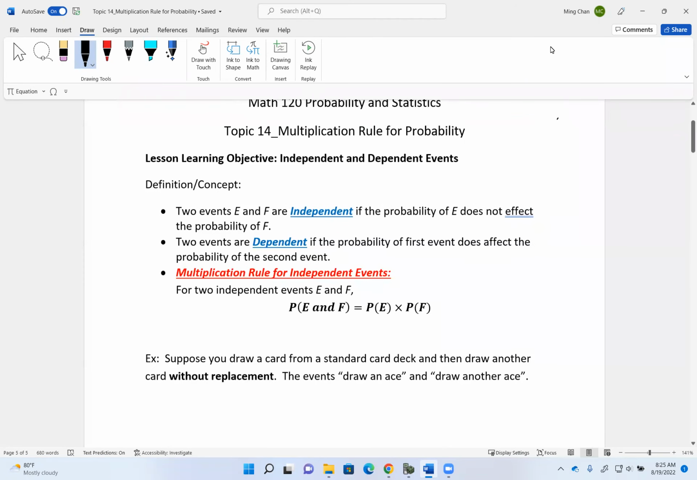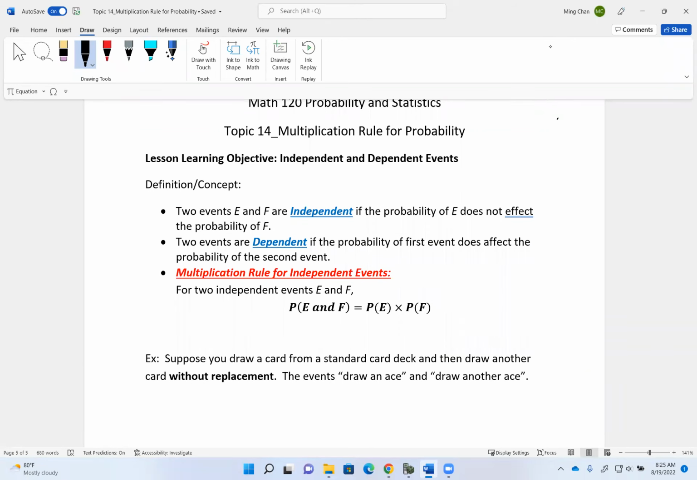Two events, E and F, are independent. Okay, so for the multiplication rule, you've got to think about something called independent or dependent events. If two events, E and F, are independent from each other, the probability of E, the first event, so E is always the first event, does not affect the probability of the second event.